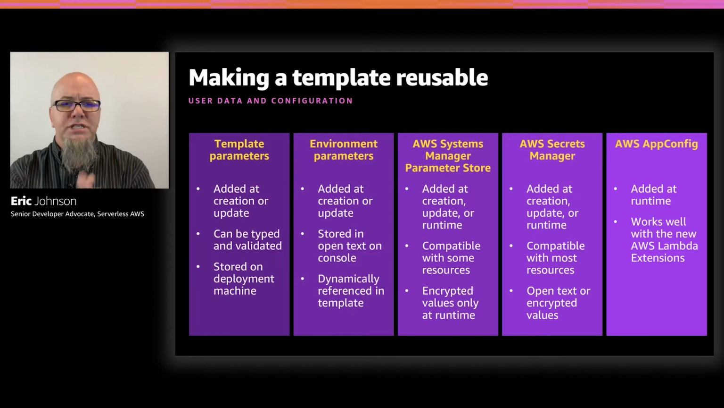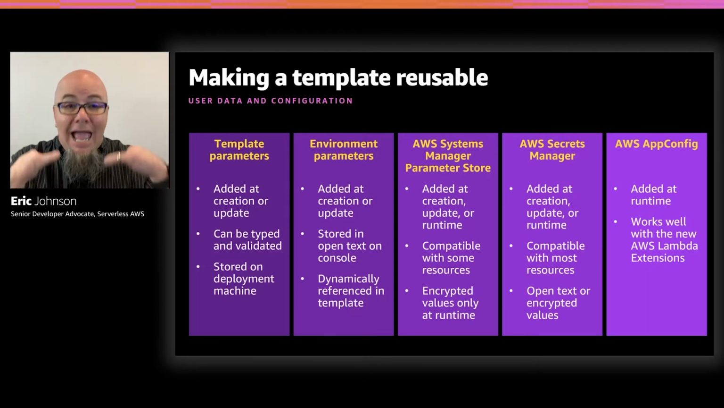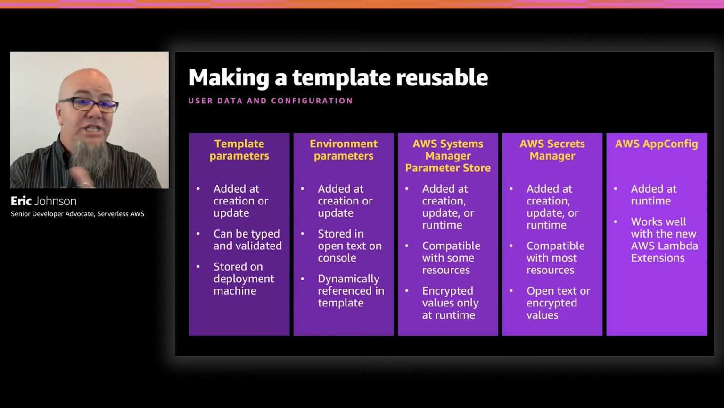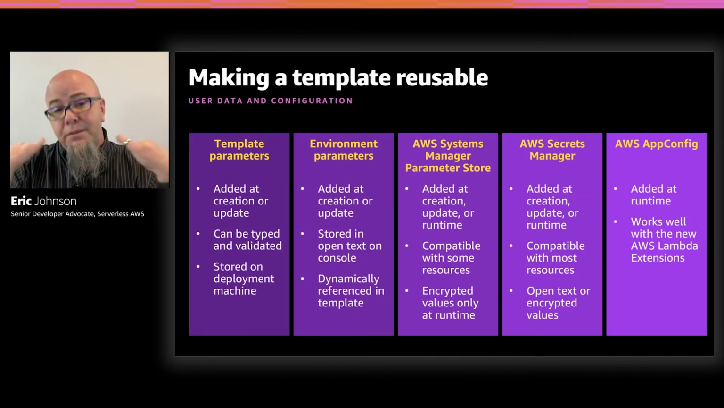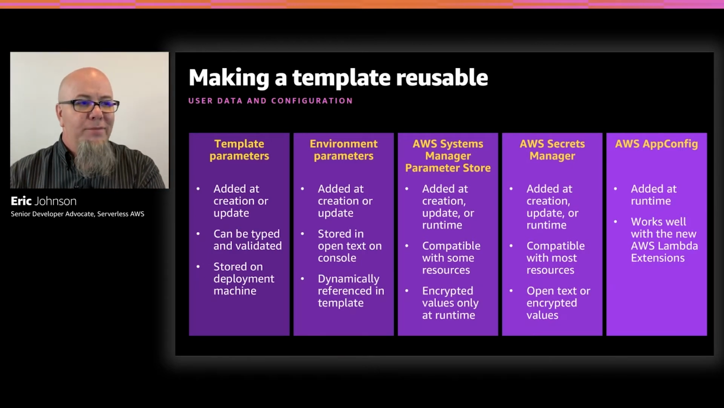These are parameters declared in the template itself and are expected to be passed in when you deploy or update your Lambda function. And these are added or created at update or deploy. So you can't change these afterwards. You have to redeploy the function. That's fine, but it's something to know when you choose which way you're going to use parameters. Okay.